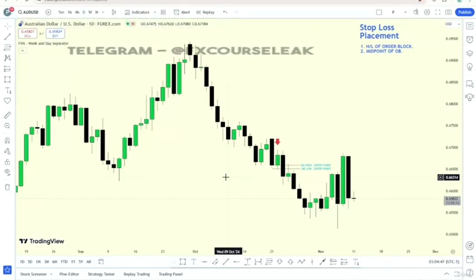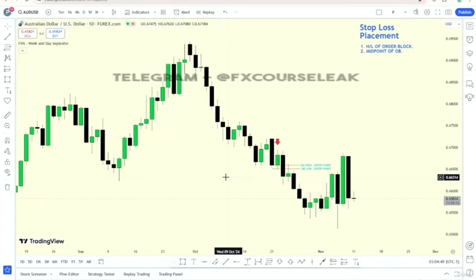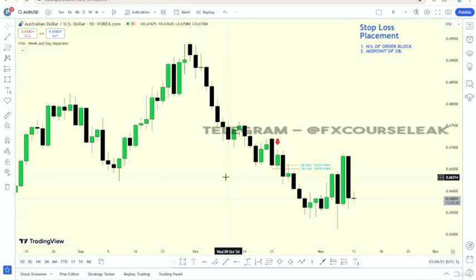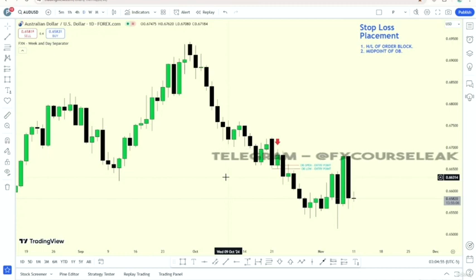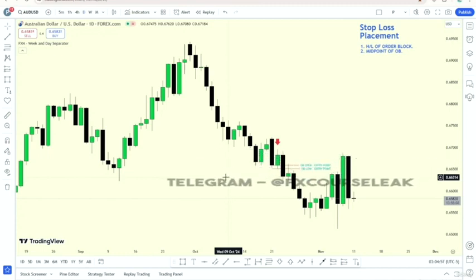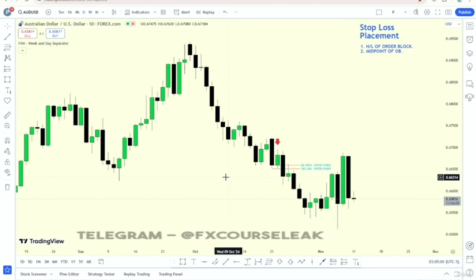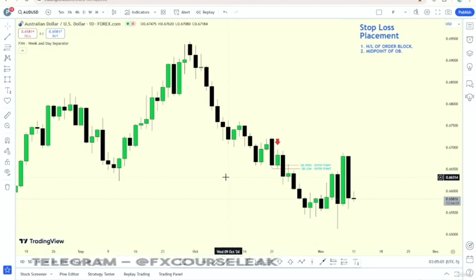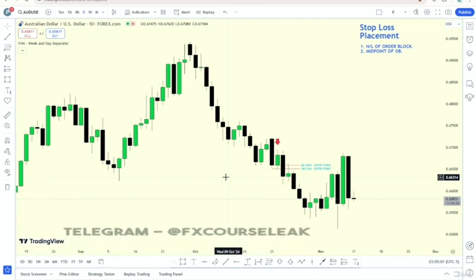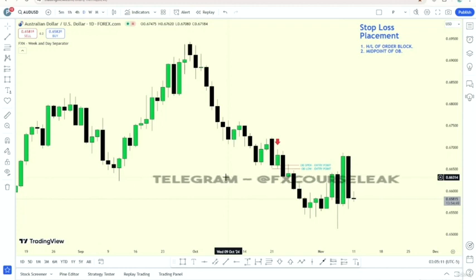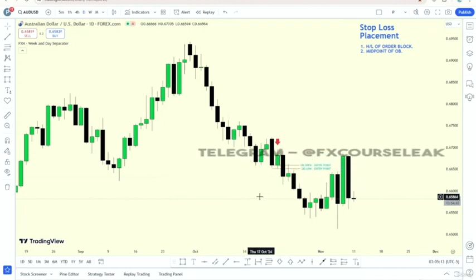So in this lesson, we're going to look at how you can place your stop loss using the order block trading strategy. Basically the rule is simple. You either place your stop loss at the high or low of the order block depending on whether you're bullish or bearish. And then another area you can place your stop loss is the midpoint of the order block, just above or below that midpoint. So not the exact midpoint. I'll just demonstrate what I mean by this.